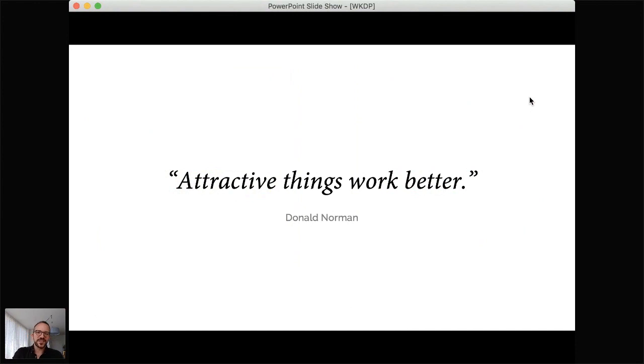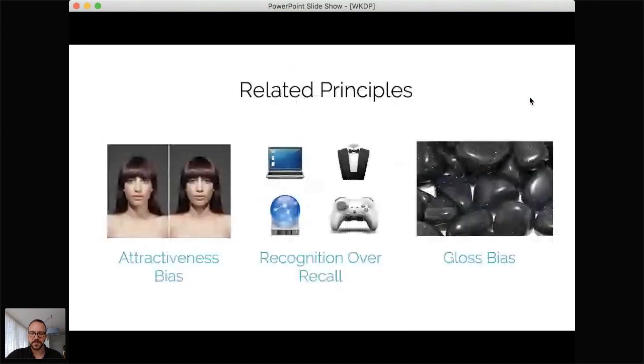In other words, Donald Norman says this in a really simple way. Attractive things work better. Again, even if it's just a perception, it doesn't matter, right? They just work better. So here we have this final wrapping of this principle that, again, beauty and function are not two opposite ends of the spectrum. They can actually complement each other, right? And aesthetics can play a huge role in usability. And finally, some related principles.